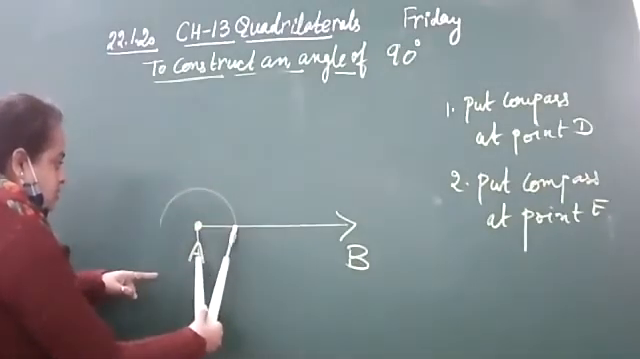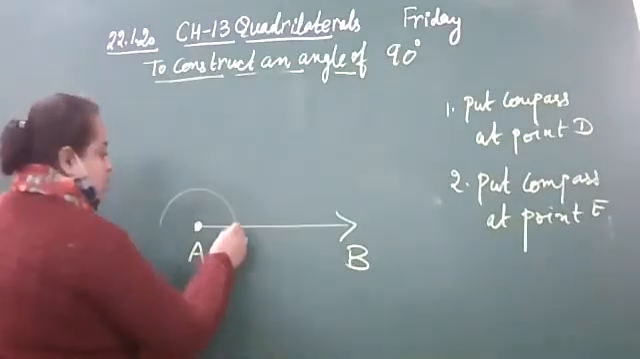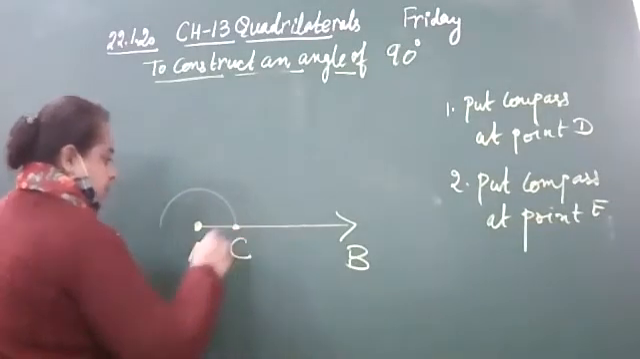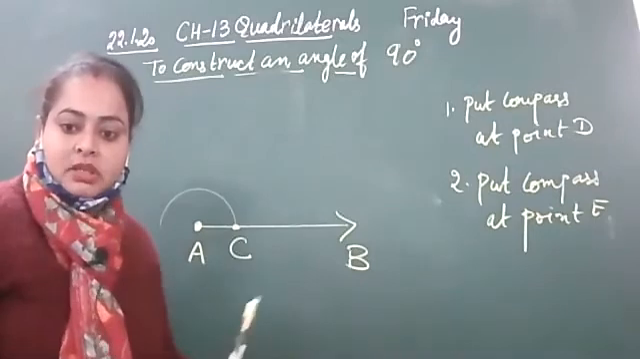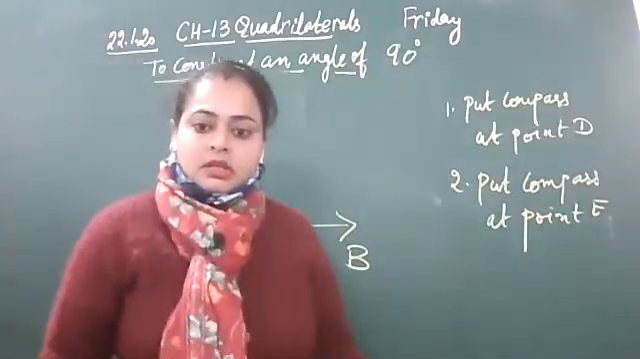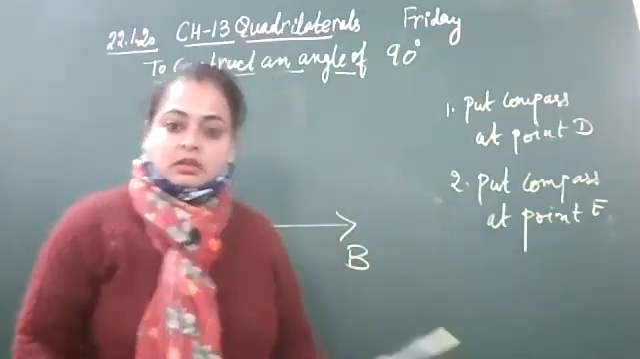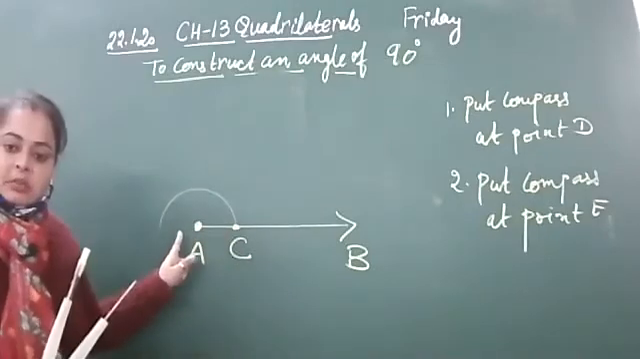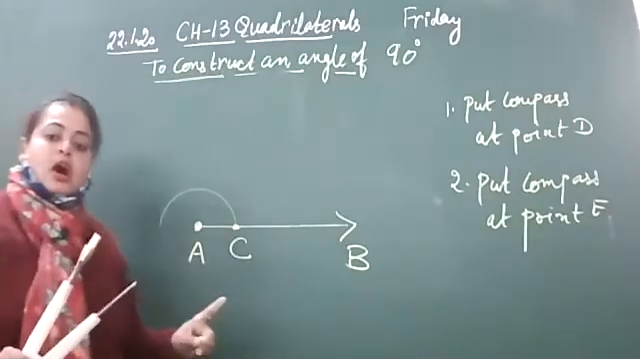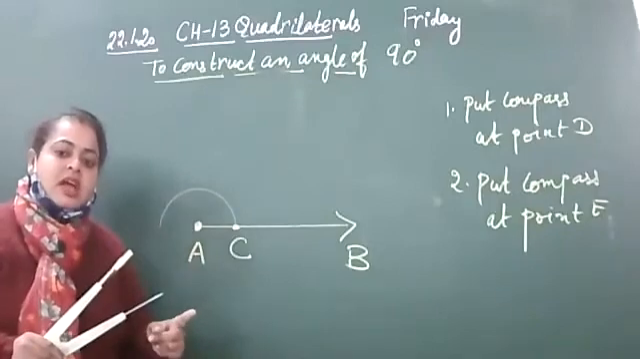Like this. Fine. Now this is point C. What is the next step? This is semicircle done. Now the next step is to construct an arc.